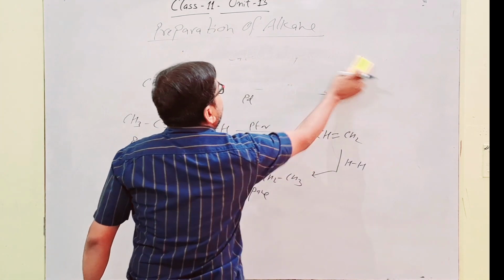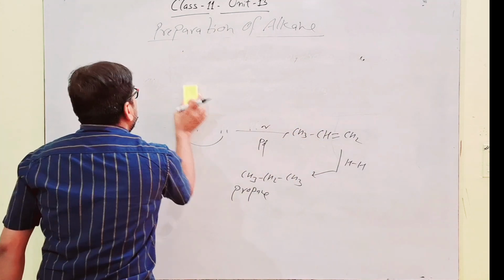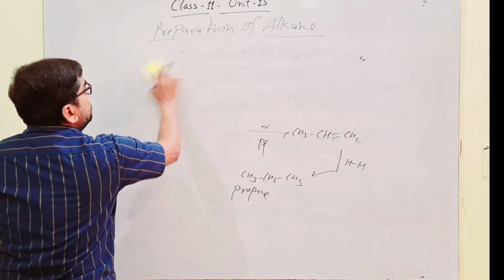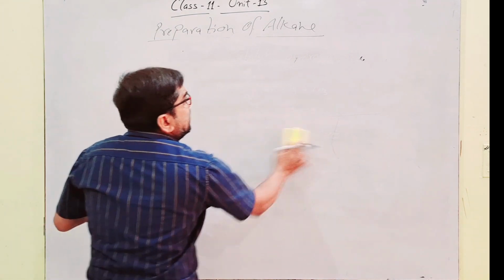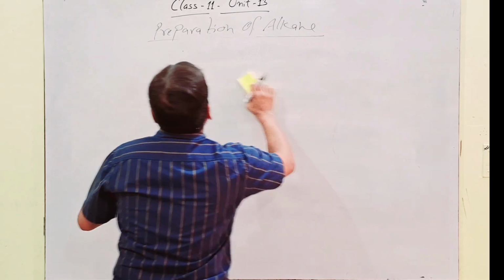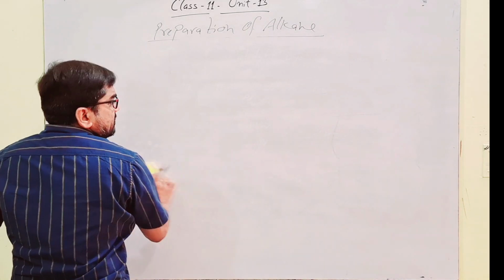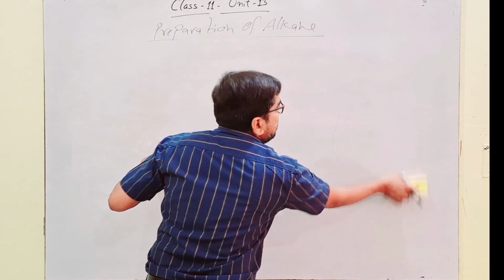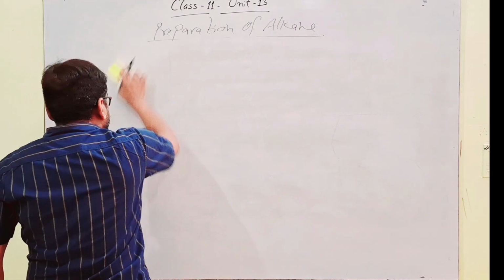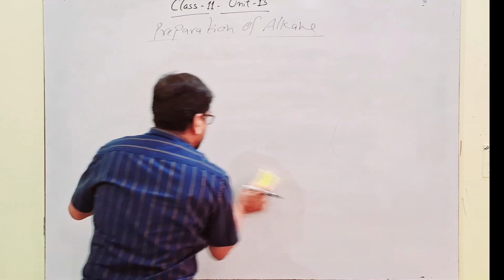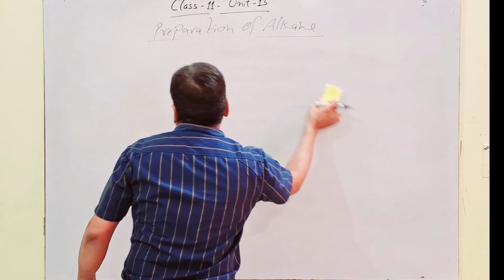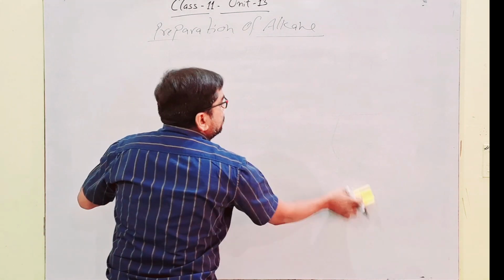In the category of reduction reactions, alkenes and alkynes always result in formation of alkanes. जब भी एल्कीन और एल्काइन का रिडक्शन होगा तो वो फॉर्मेशन अल्टीमेटली एल्केन्स को प्रोड्यूस करती है.